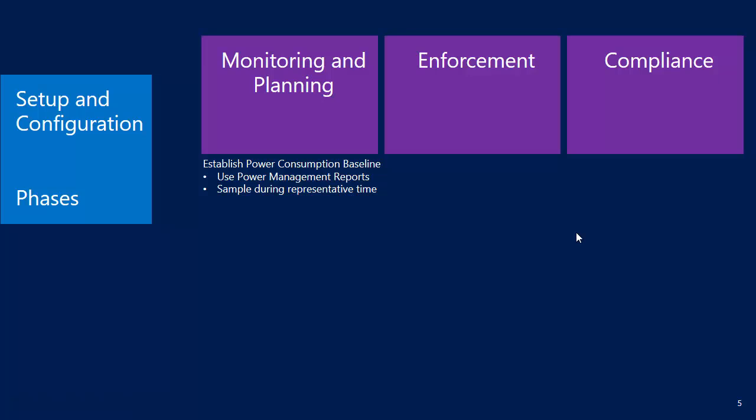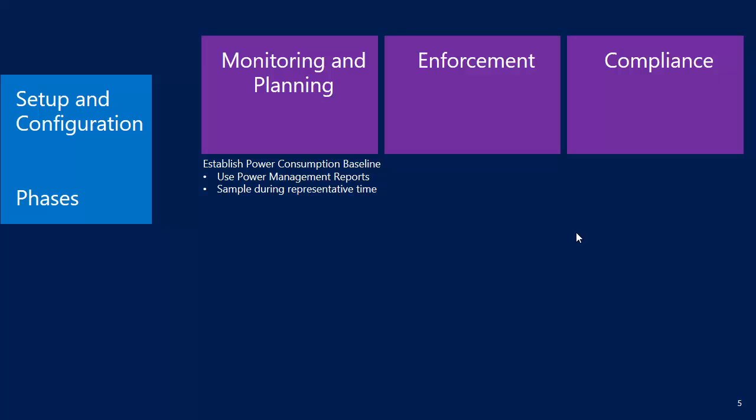Really, as we think about setting up and configuring power settings, we encourage you to take a phased approach to it. These are the three phases: monitoring and planning, enforcement, and compliance. In the monitoring and planning phase, what we want to do is enable power management so that it's out there and inventory can collect details about how the power is running.